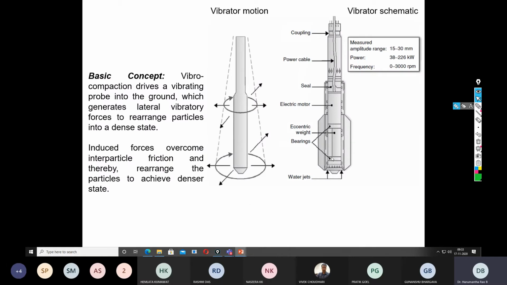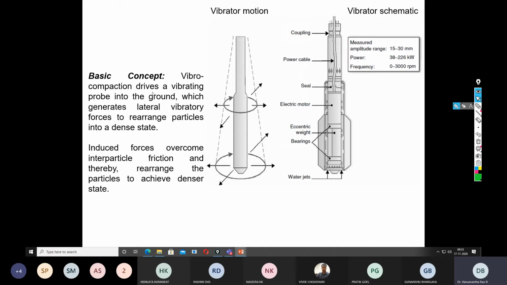These are the cross-section details of the vibrator. As you can see here, these are the different parts of the vibrator. It applies the vibration frequency, but this vibration is a function of the frequency. We can measure that in the form of an amplitude. That amplitude is in the range of 15 to 30 millimeter, and this is the power requirement, and this is the frequency, 0 to 3000 revolutions per minute. This lateral energy is applied throughout the length of the probe.